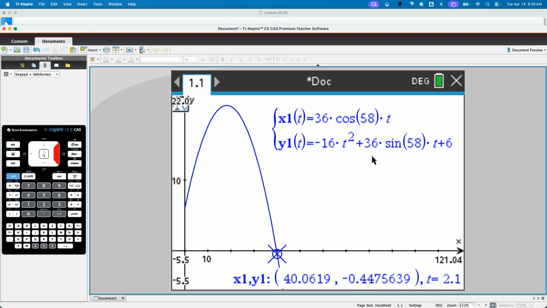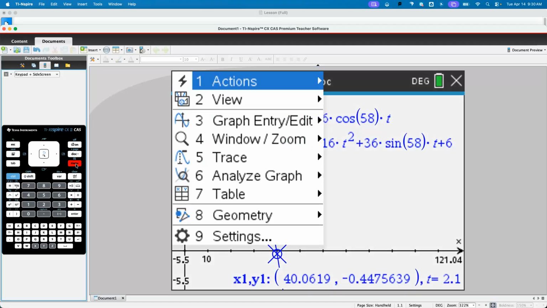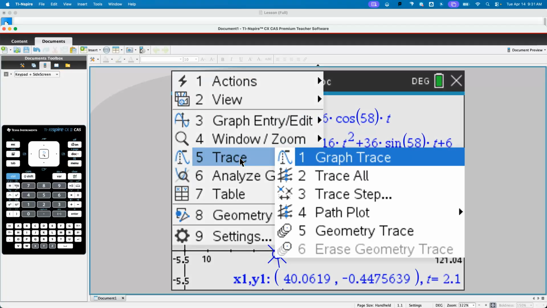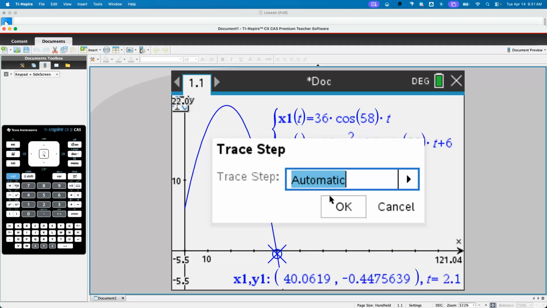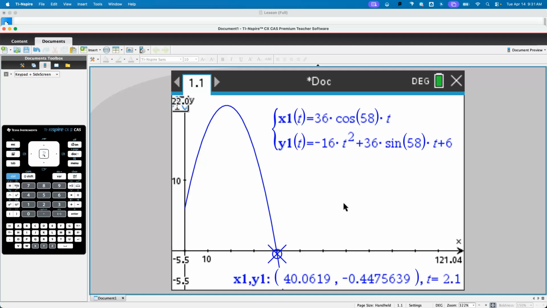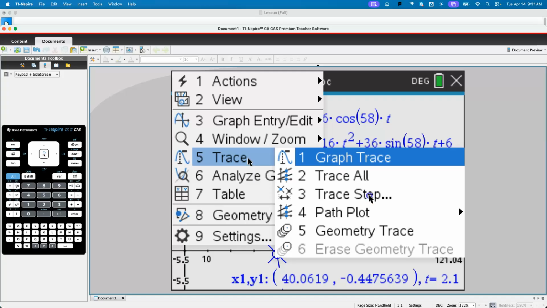One option that we could do is we could go back into trace, and we can adjust this trace step. Okay? Right now, the trace step is set to automatic, and for automatic, it goes by 0.1. Okay? So we need a number smaller than 0.1. Let's say 0.05. Now when I move my cursor left and right, now it's going by 0.05, still getting a little closer, but not really getting much closer, right? So let's go by 0.01. Menu, trace, trace step.